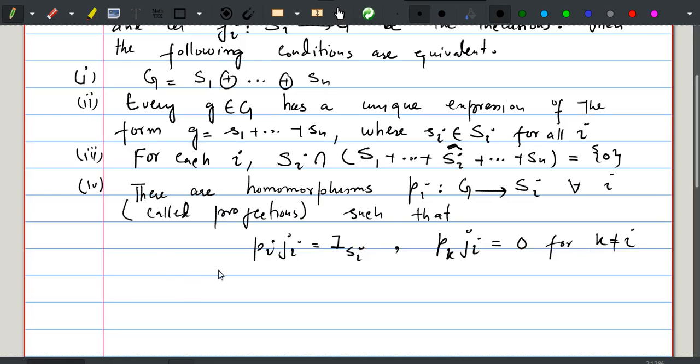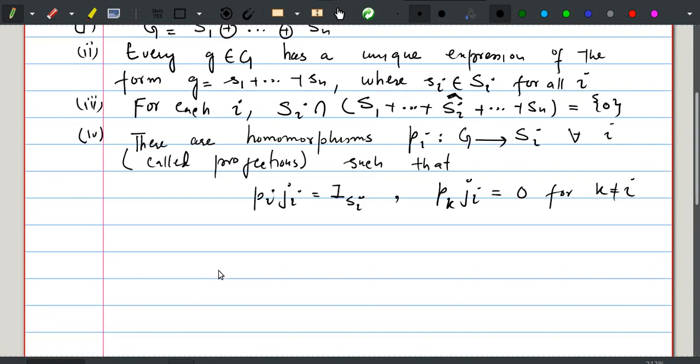And finally, the sum of these maps Ji Pi, where i runs from 1 to n, is the identity map on G.